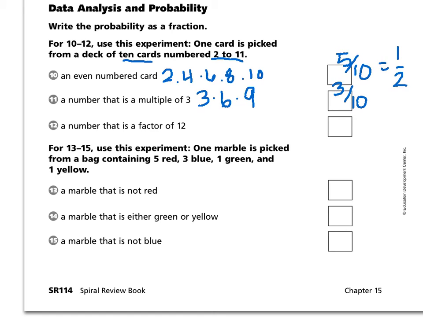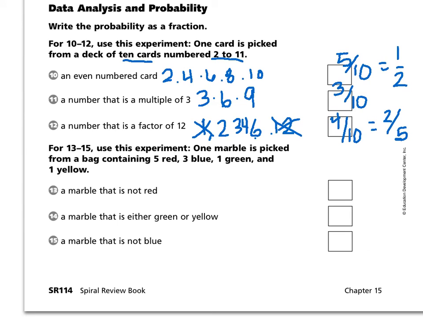A number that's a factor of 12. Factors of 12 would be numbers between 1 and 12, and then you have 2 and 6 and 3 and 4. 12 and 1 aren't part of the deck, but you have 2, 3, 4, and 6, which would be 4 out of 10 cards. You can reduce that. 2 goes into 4 2 times, 2 goes into 10 5 times, so 2/5.